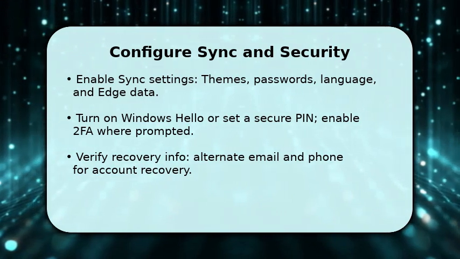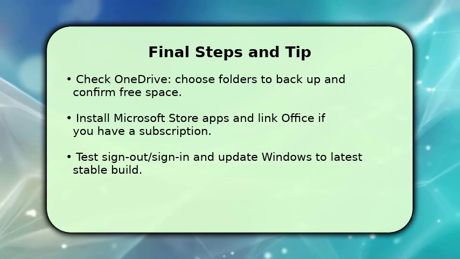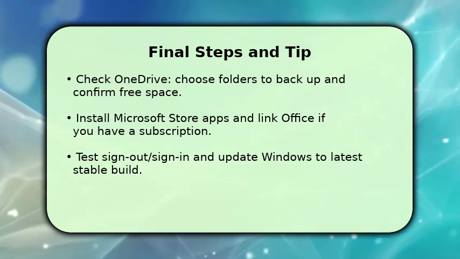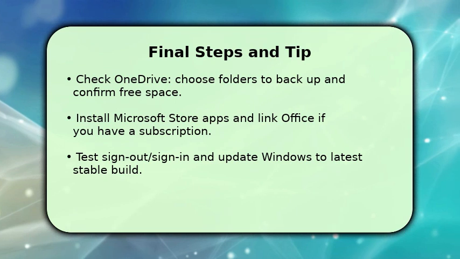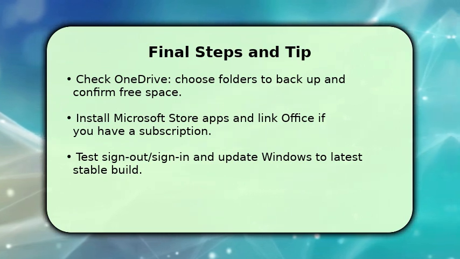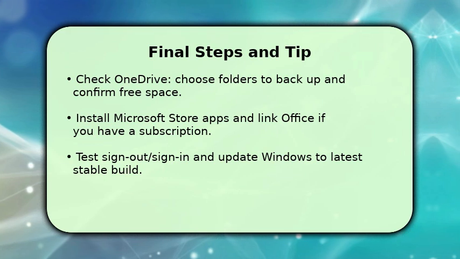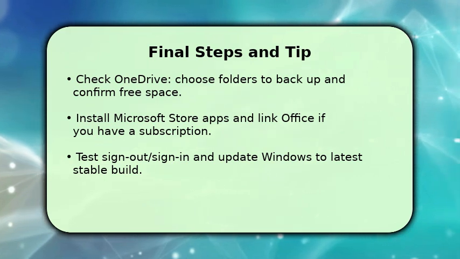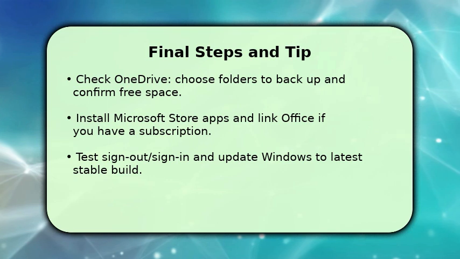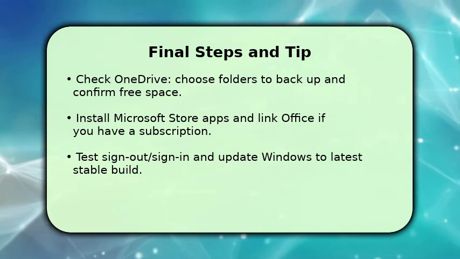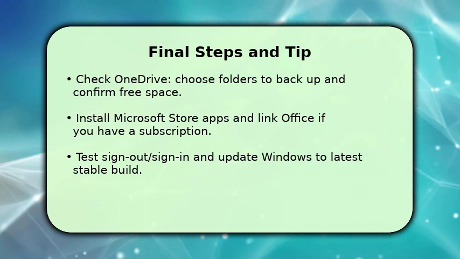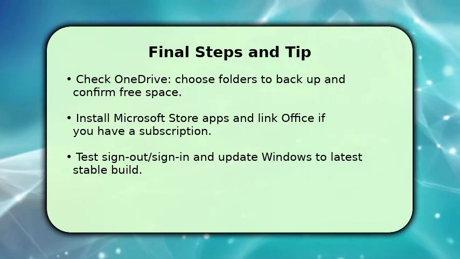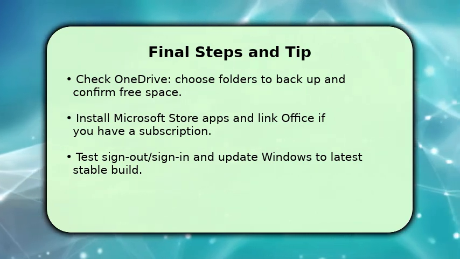To finish, confirm OneDrive is running and select Desktop, Documents, or Pictures to back up so your files sync across devices. If you have Microsoft 365, sign into Office apps to activate subscription features. Install any store apps you use and run Windows Update to apply security patches. Then test by signing out and back in to confirm settings and sync behave as expected.